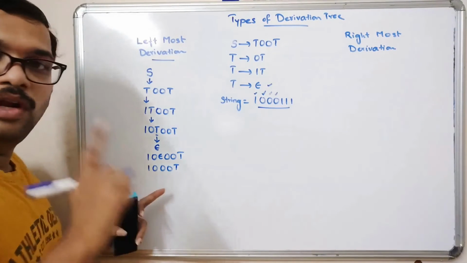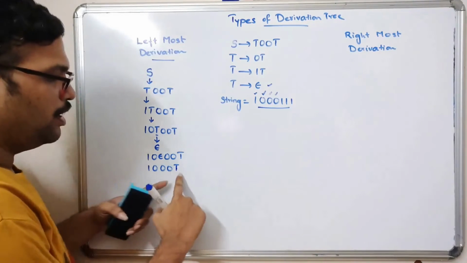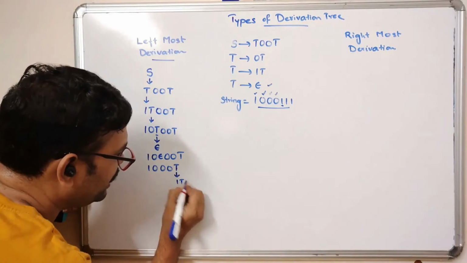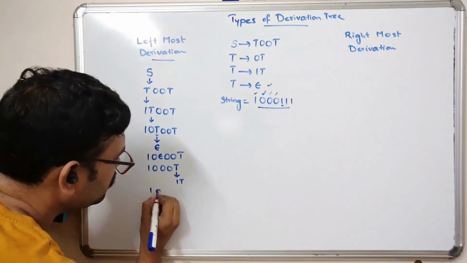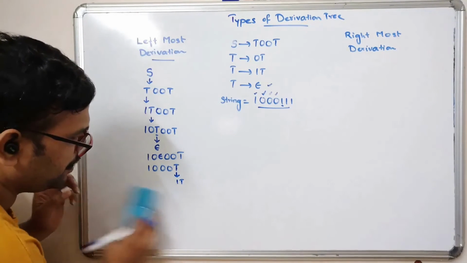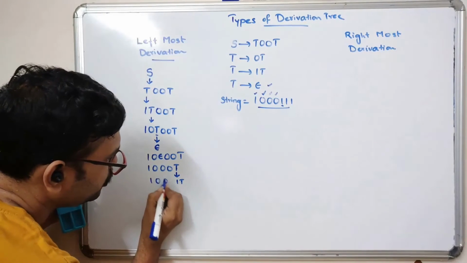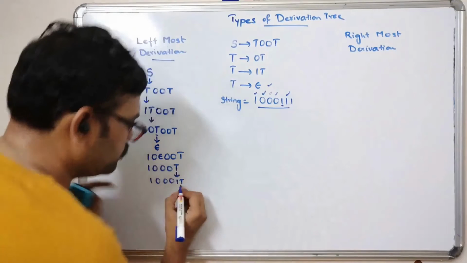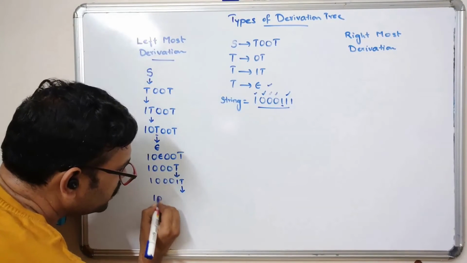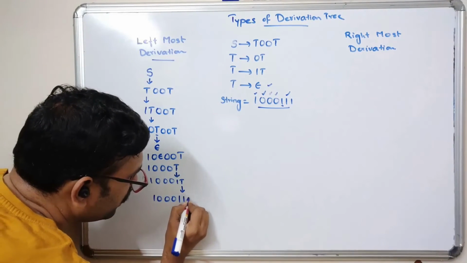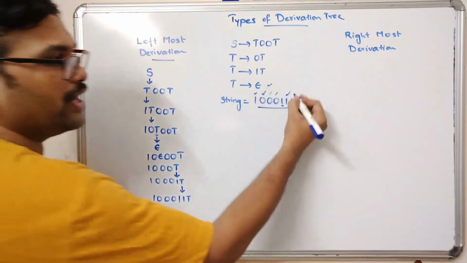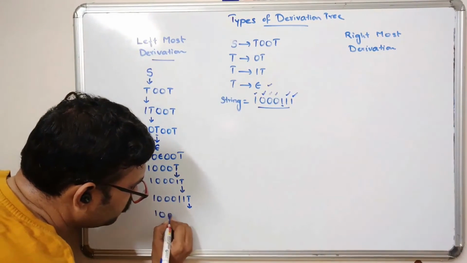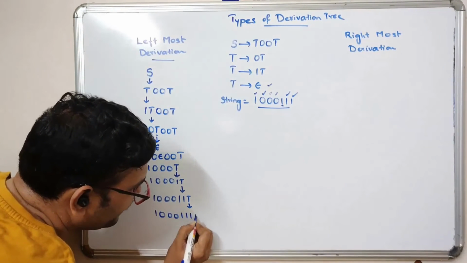Now among this, only one non-terminal is there, this one. Now what is the result? The next one is 1. So this will be substituted with 1T. So that 1 0 0 0 1T. Again, we need to get 1. So again, this will be substituted with 1, 0, 0, 0, 1, 1 T. Again, we need to get one more 1. So again, this can be written as 1, 0, 0, 0, 1, 1, 1 T.